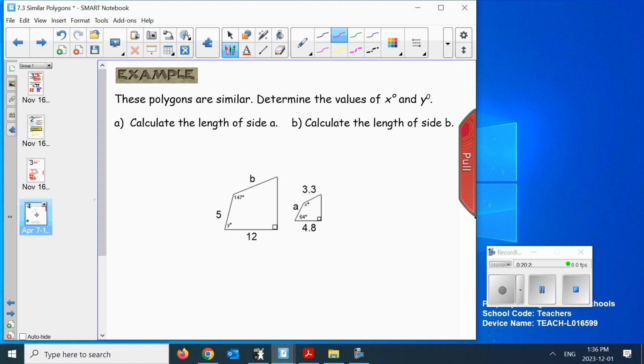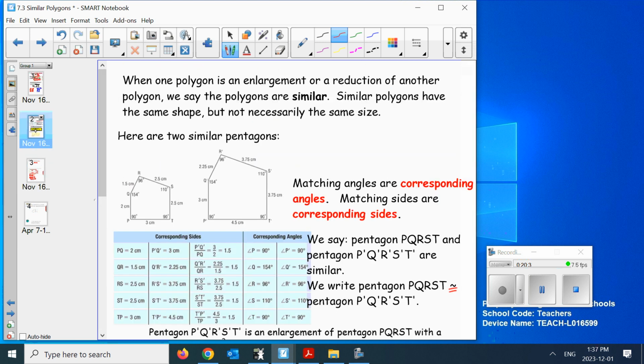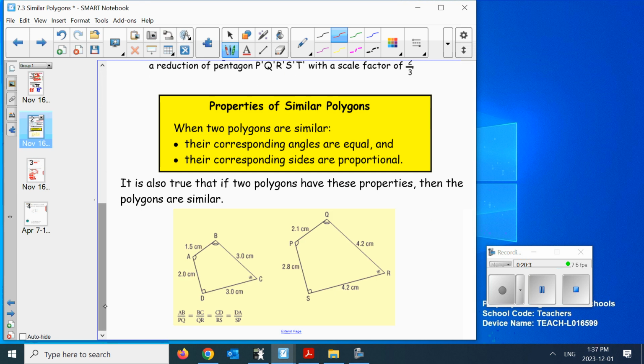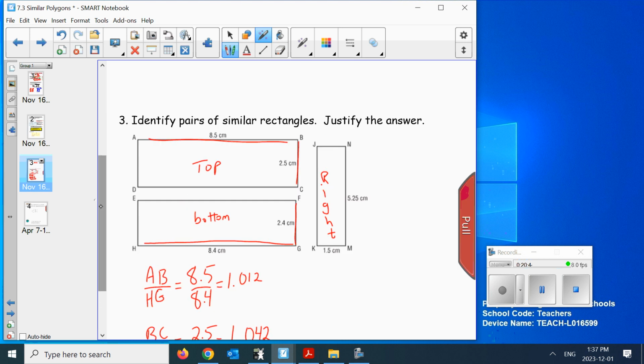These polygons are similar. Oh, I wanted to point something out. Both things have to be true with similar shapes: their angles are equal, and their sides have to be proportional. Now, looking at what we were just doing, I think you'd agree that these angles are the same, but the sides aren't proportional, are they? So angles can be equal. That doesn't guarantee that the sides are proportional. They're not similar.